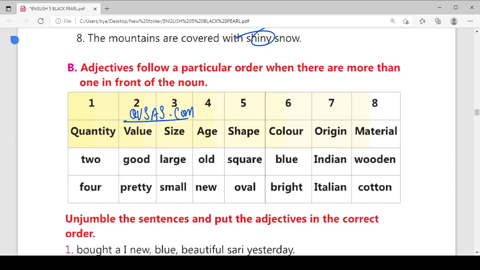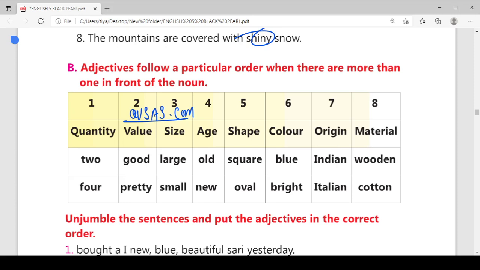So just remember QVSAS.com. Okay, two good, large, old, square, blue, Indian, wooden. Here we have some examples: quantity means two. Value means good, bad, fast, slow. Size means large. Two good, large, old, square, blue, Indian, wooden.